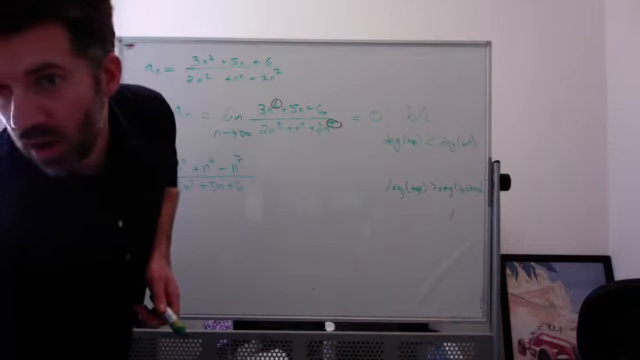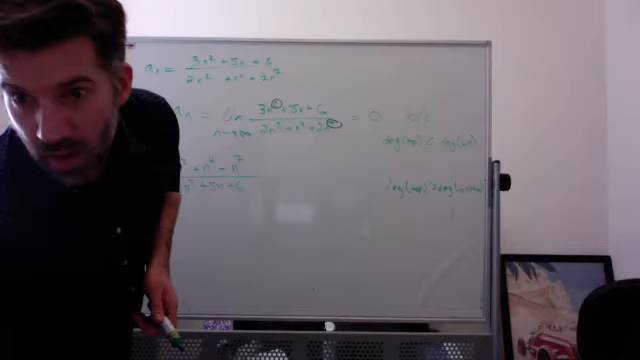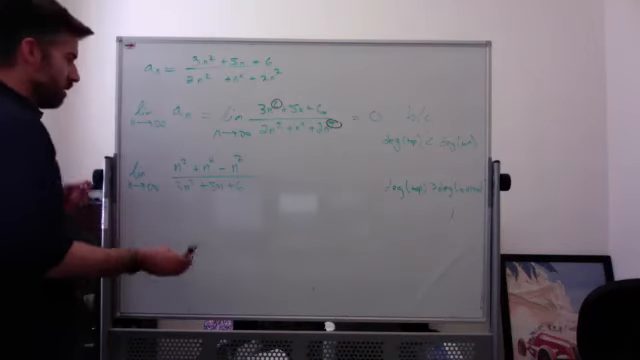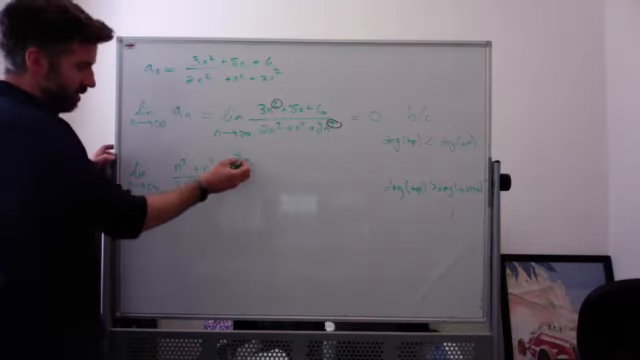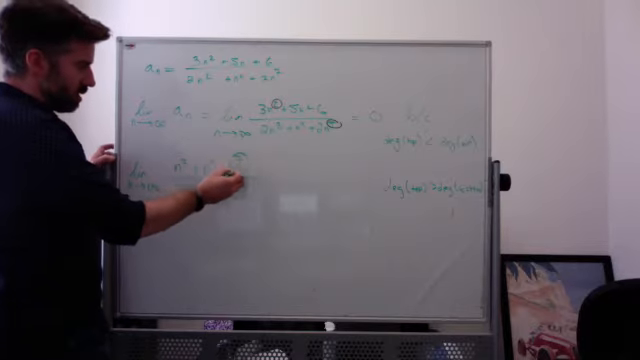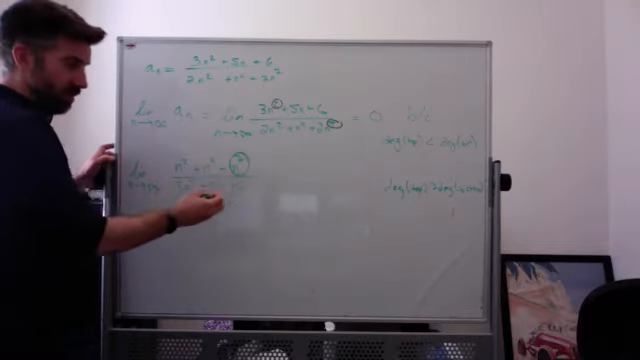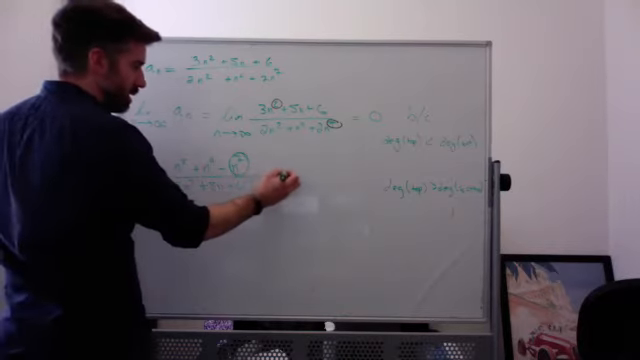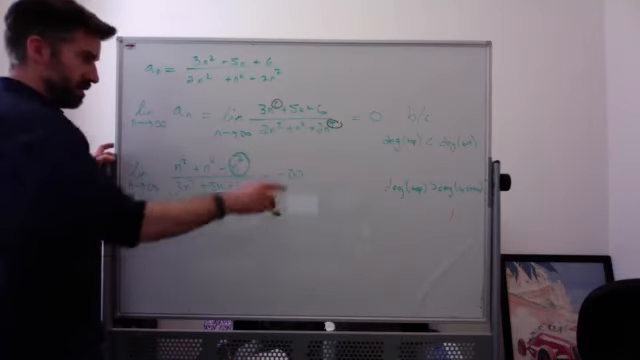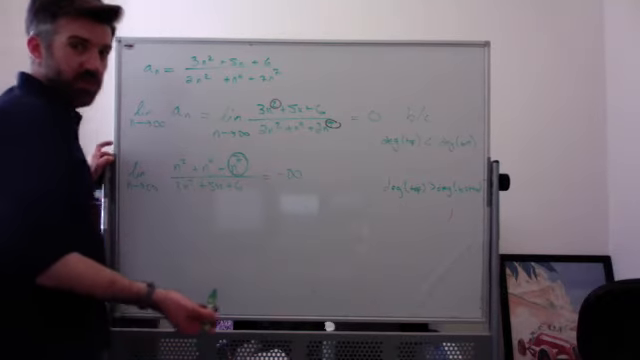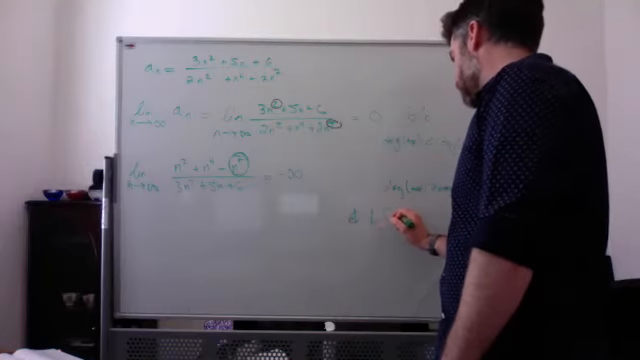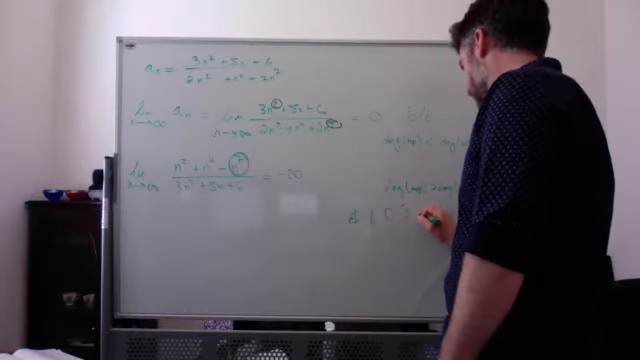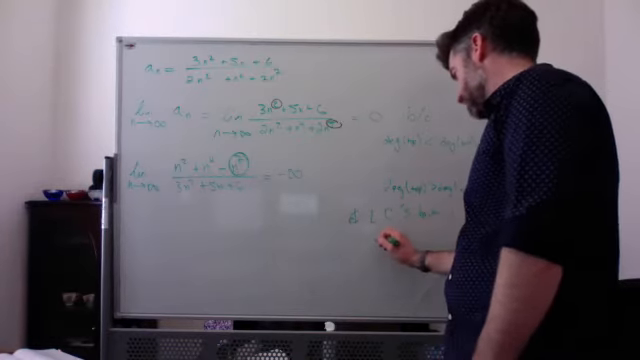The top is getting big, but it's actually going to go to minus infinity because this biggest term here has a negative sign in front of it. So this limit is going to be negative infinity because the degree on top is bigger than the degree on the bottom. And also, the leading coefficients have opposite signs.